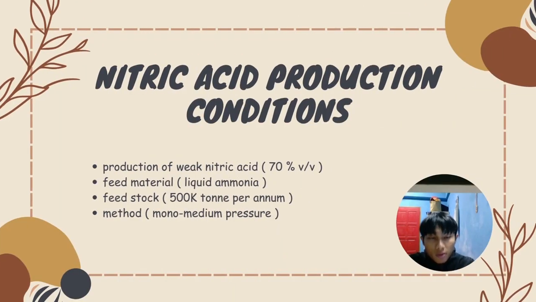So I will explain about nitric acid production condition that has been given to our group. So we are required to produce the weak nitric acid with 70% volume per volume. We have also been given feed material, which is liquid ammonia, with the feedstock of 500 kilotons per annum. And we use the medium pressure method to produce our nitric acid.